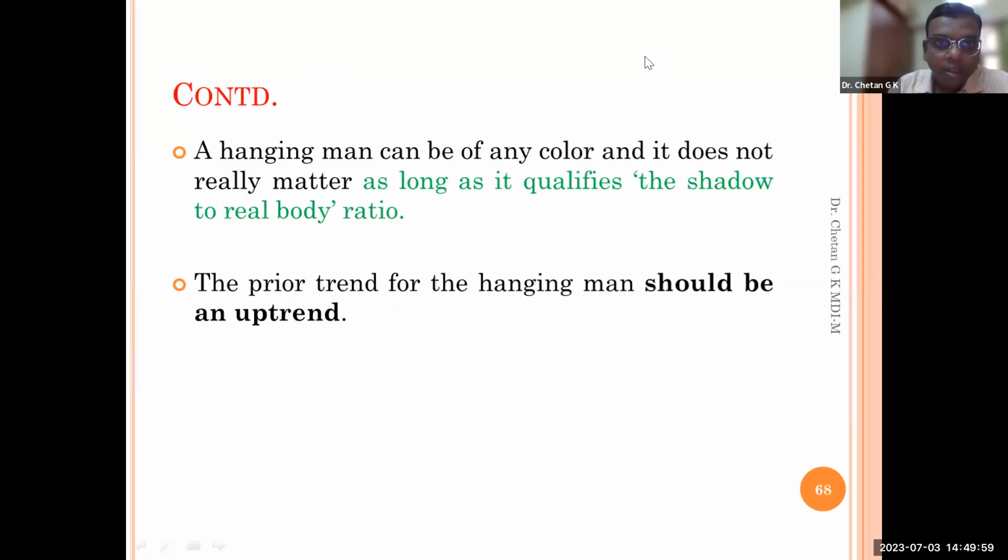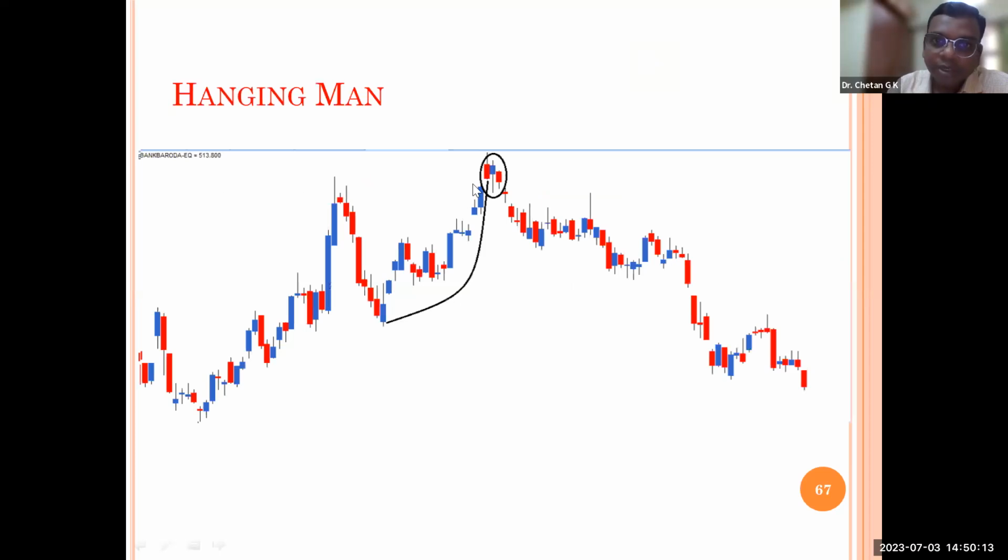The hanging man can be of any color, and it does not really matter as long as it qualifies the shadow to real body ratio. At least it should be 2, as we already know. The prior trend of the hanging man should be an uptrend. You can see the clear trend is an uptrend.